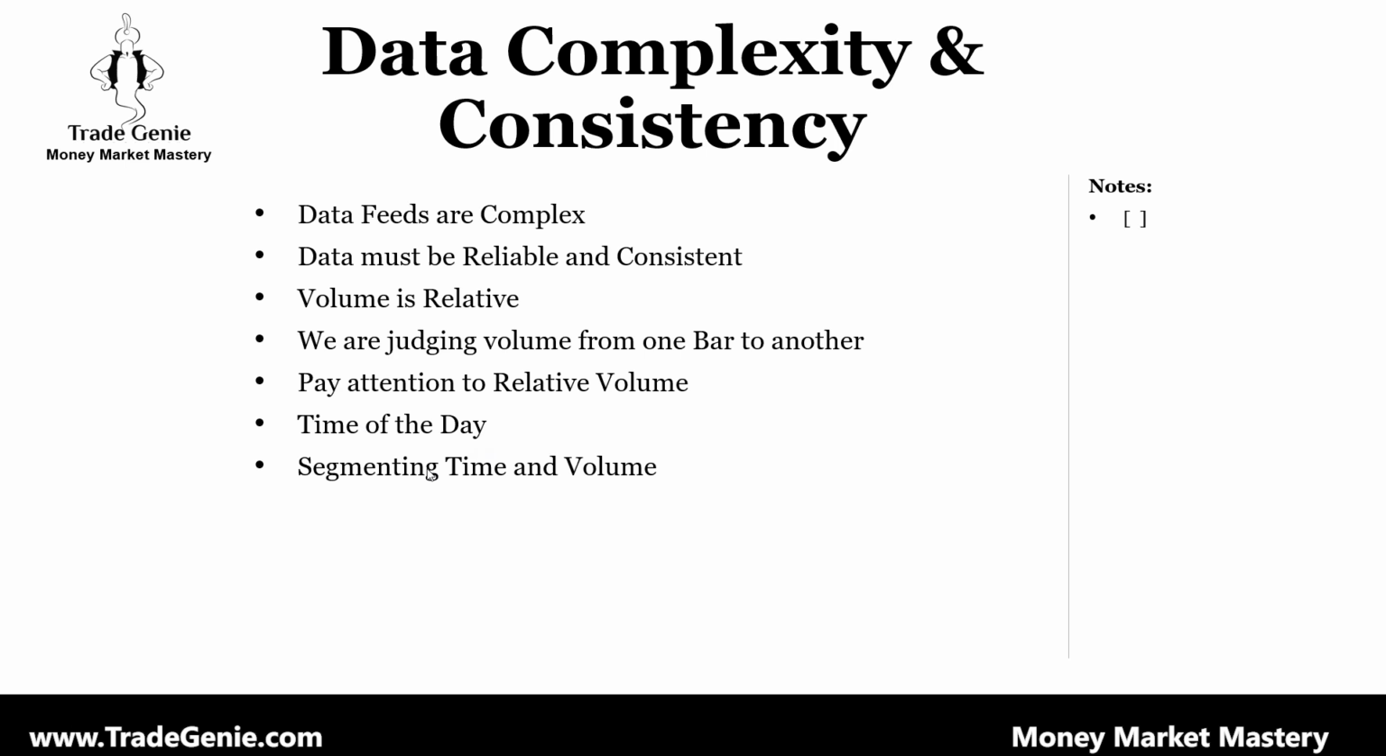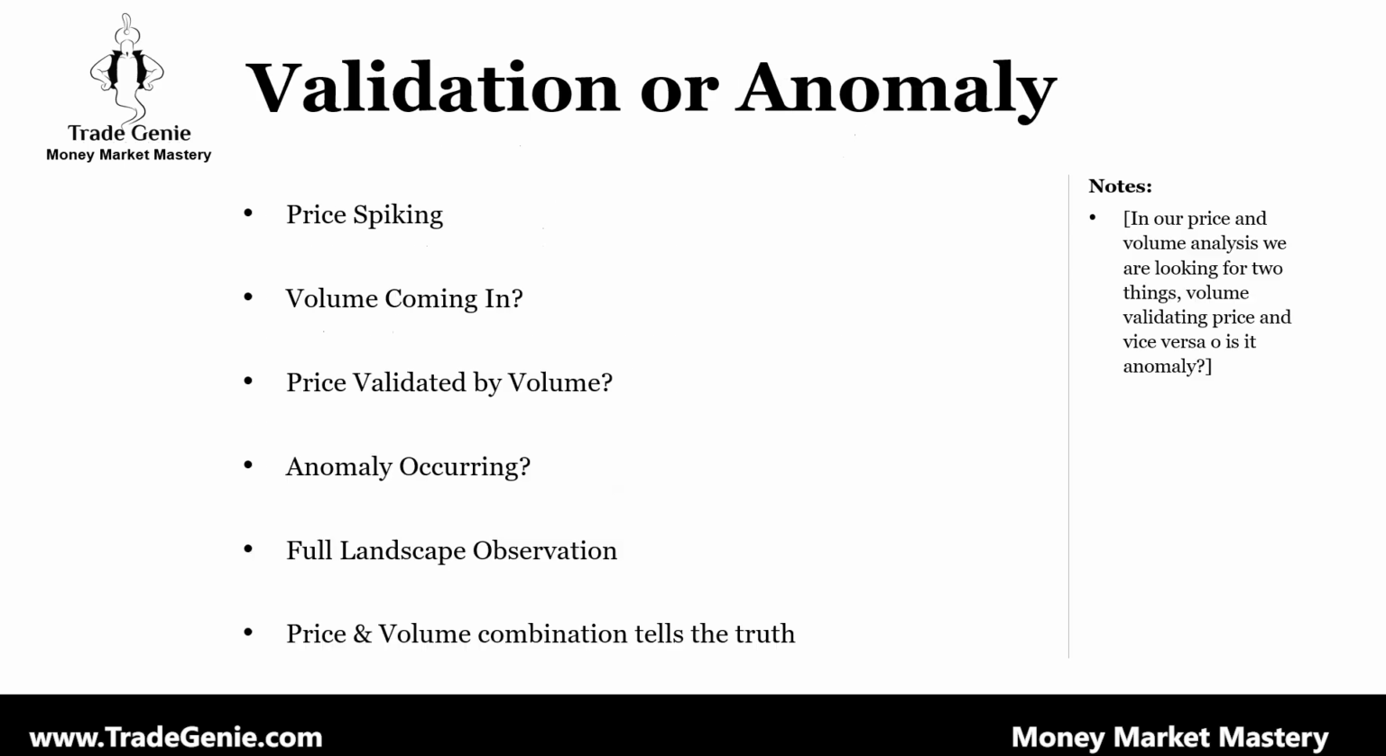So pay attention to the time of the day and segment the time and volume. I explained to you, segment the time and volume: what time of the day it is, what kind of volume it is, what history it has. Do that, and then look for the validation or anomaly. This is where the matching and mismatching I explained to you comes in. Look for the price spiking, volume coming in, price validated by volume, or an anomaly occurring. Pay attention to all the validation and anomaly.